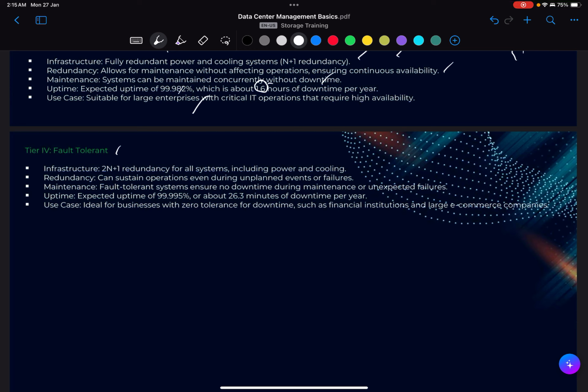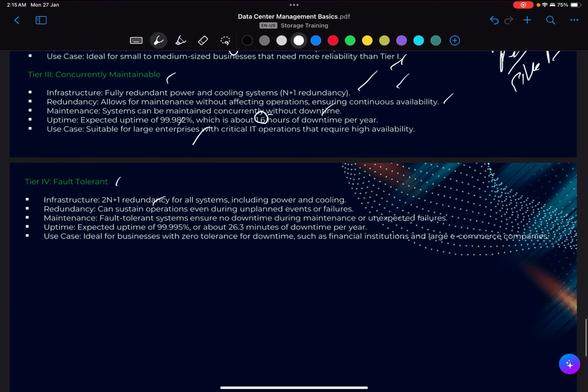So you will have 2 plus 1 redundancy for all systems, including power and cooling. On the equipment level you will have 1 plus 1 equipment, all the equipment will be in a cluster, and you will have a double system. Mostly it will be in a cluster, so it will fail over. And suppose something goes wrong here, it will fail over, and if this also has an issue, then you have one more system here for redundancy. So it is a very high-end data center, and can sustain operation even during unplanned events or failure.